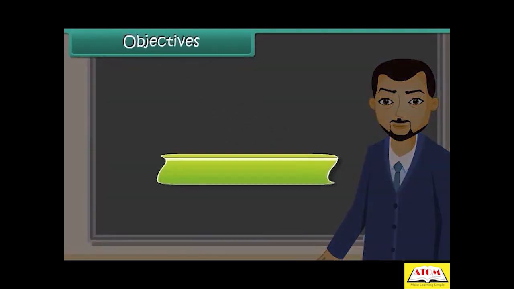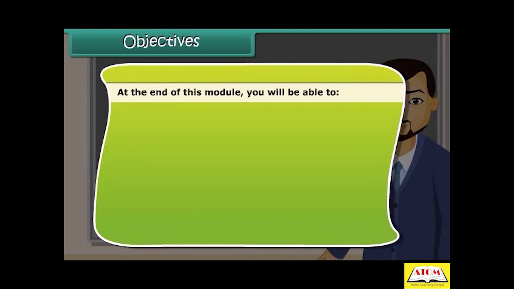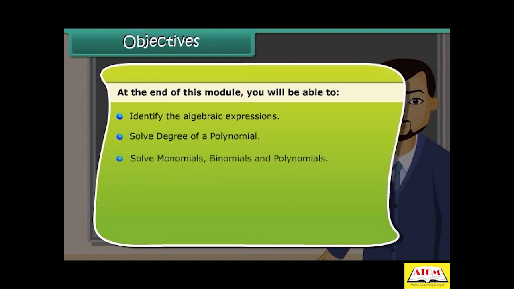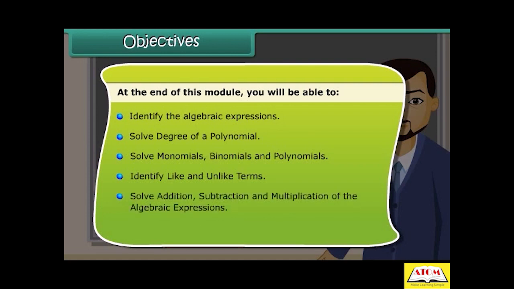Objectives. At the end of this lesson, you'll be able to identify the algebraic expressions, solve degree of polynomial, solve monomials, binomials, and polynomials, identify like and unlike terms, solve addition, subtraction, and multiplication of the algebraic expressions, describe identity and standard identities.